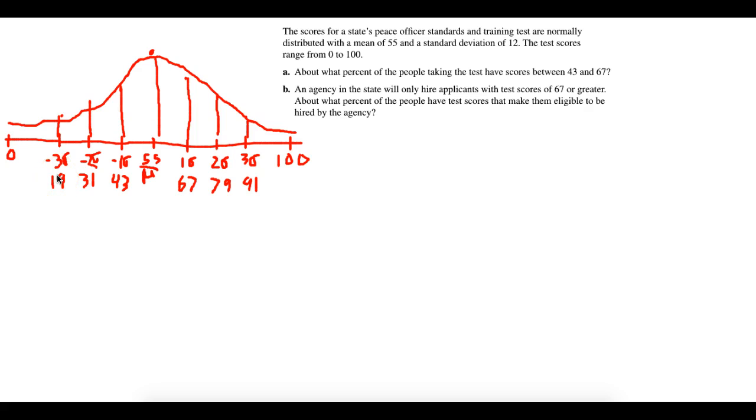So now we can actually look at our problem about what percent of the people taking the test have scores between 43 and 67. That's actually between this value and this value. That's plus or minus 1 standard deviation.